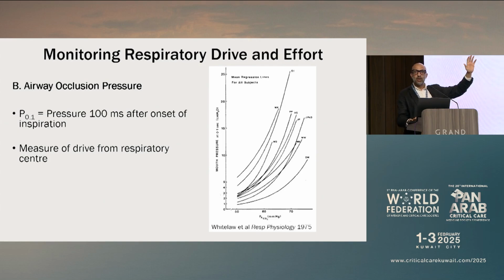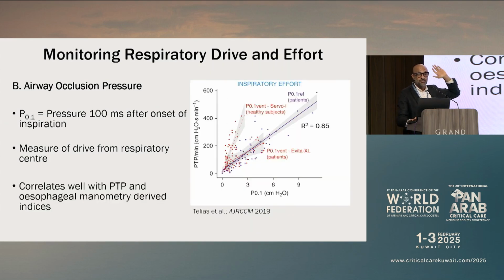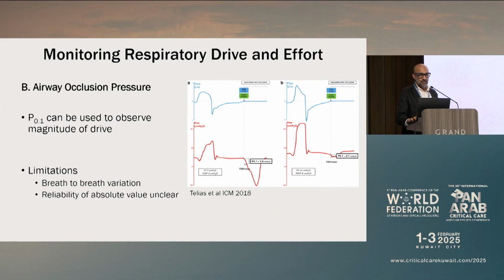In this chart, you can see in a rebreathing exercise amongst normal healthy adults, as the PCO2 goes up, your P0.1 goes up, and it correlates very well with what I showed you before, which was the pressure time product, which is probably, in the absence of tapping into the brain, the gold standard of what the respiratory drive is. I think I'm running out of time, so I'm going to rush through all of these.